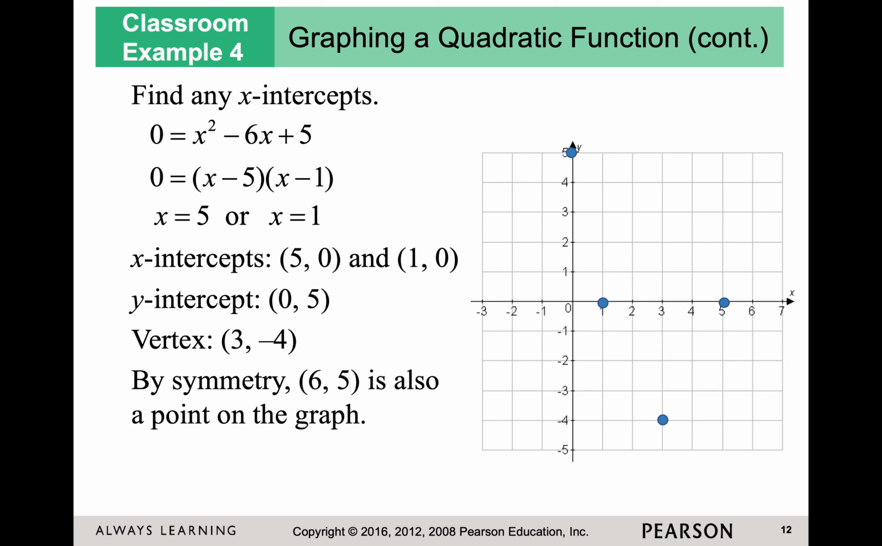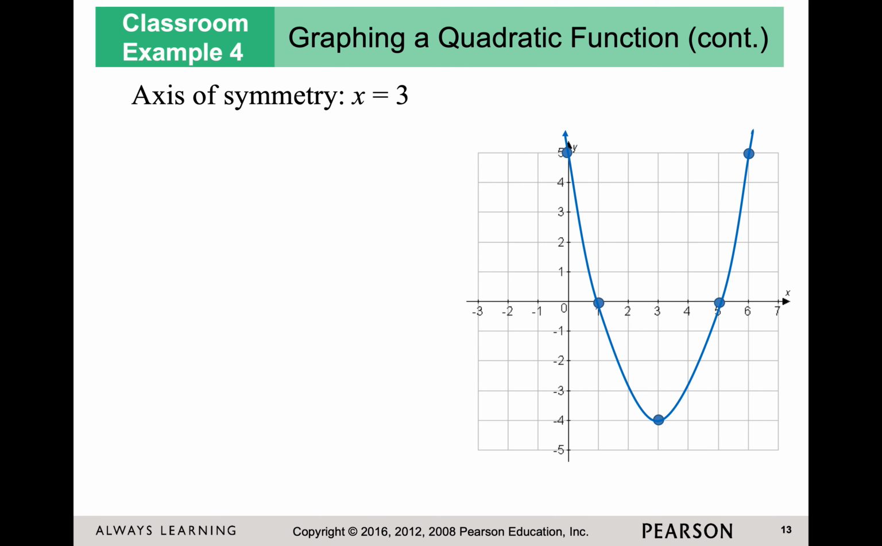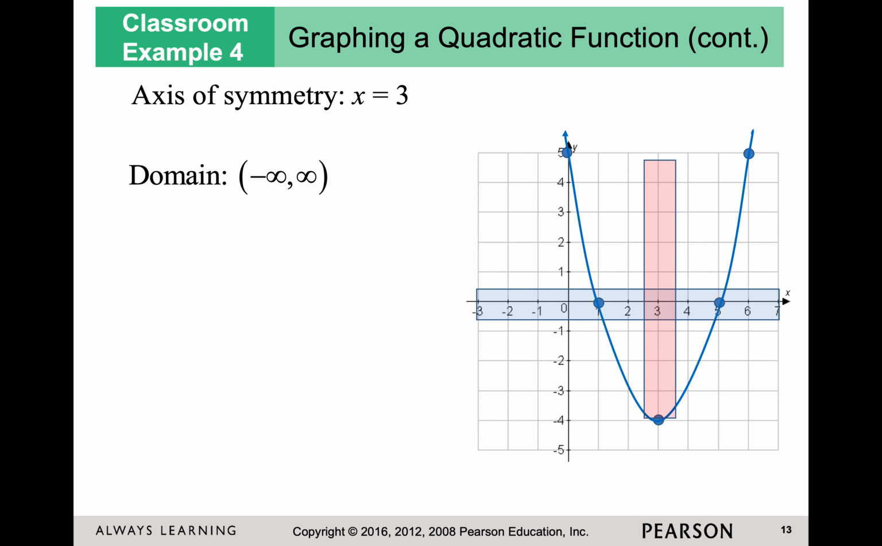So by symmetry, 6, 5 would also be a point, because if this is my y-intercept and I have this axis of symmetry, then my reflection point is over here. I'm going to connect the dots, and there's my graph. So my axis of symmetry would be x equals 3, which is the x-coordinate of my vertex. My domain, it's a polynomial, negative infinity to infinity. My range is going to start at the vertex at negative 4 and go up. So remember, the range is going to be the y value, so negative 4 to infinity. It's always going to have a bracket on the number, always a parenthesis on infinity.